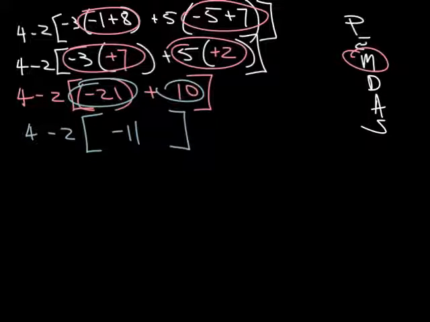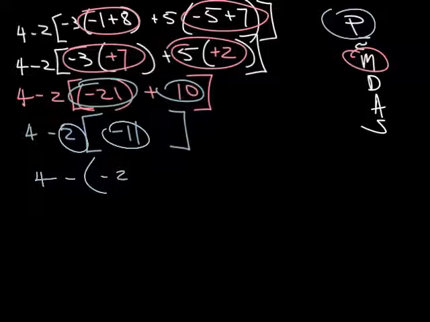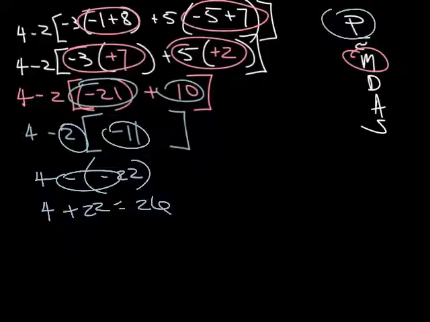Okay, PEMDAS, we're continuing with the multiplication now that we're out of the parentheses. So we have minus, so we've got a 2 times a -11, like that. Okay. So now we have 4. 2 negatives give us a positive, and gives us an answer of 26.